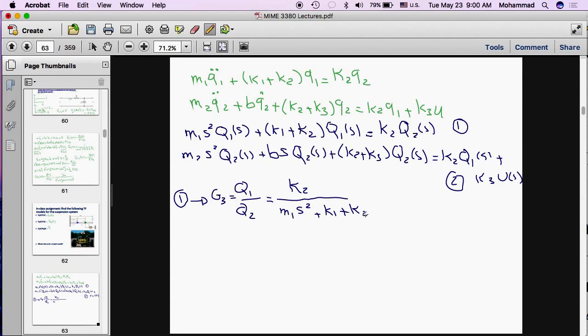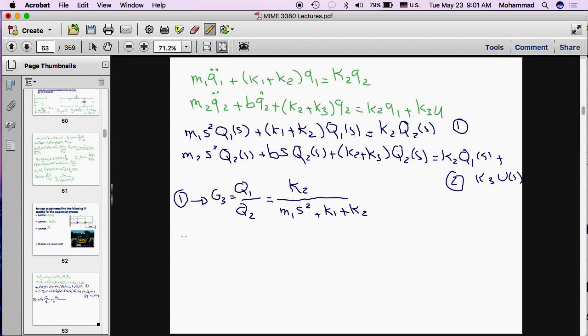If you look at the second equation, what we call equation number 2 here, you see Q2, you see Q1, and you see U. So there are three variables involved here. So we need to drop one or get rid of one if we want to find a relationship between U and Q1 or U and Q2. So let's go ahead and rewrite this equation number 2 by factoring Q2 out first.